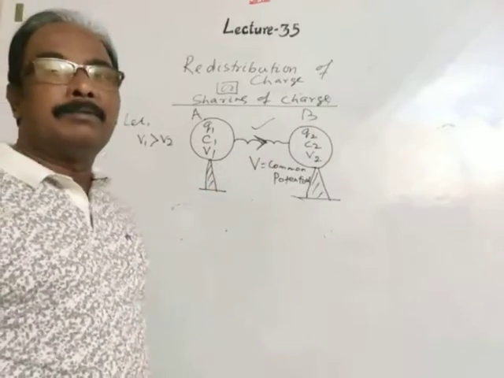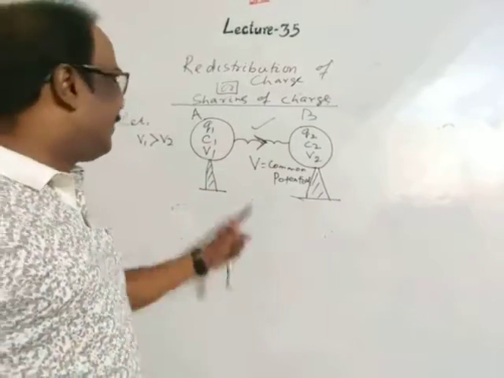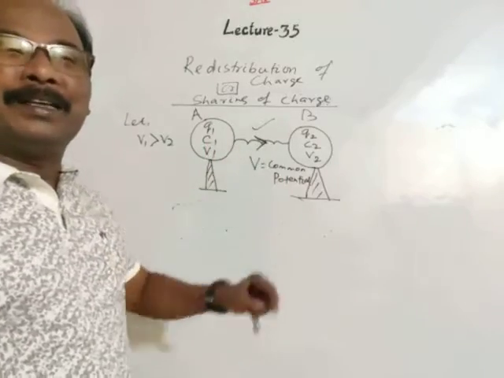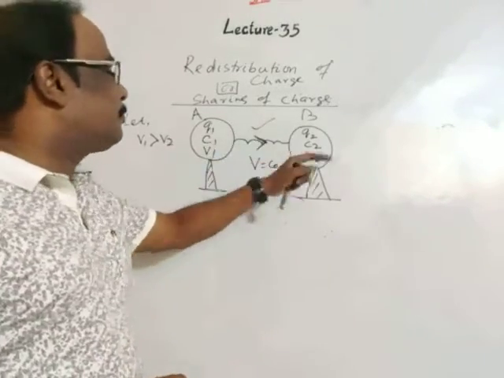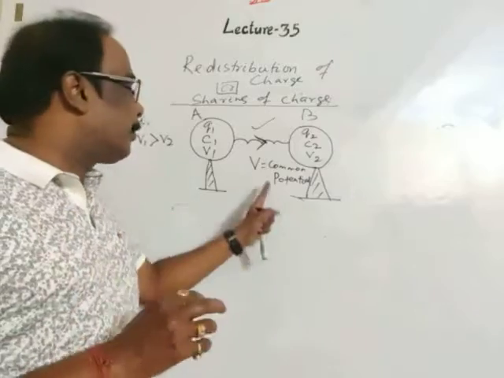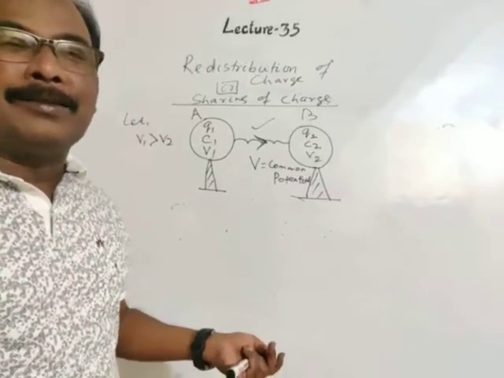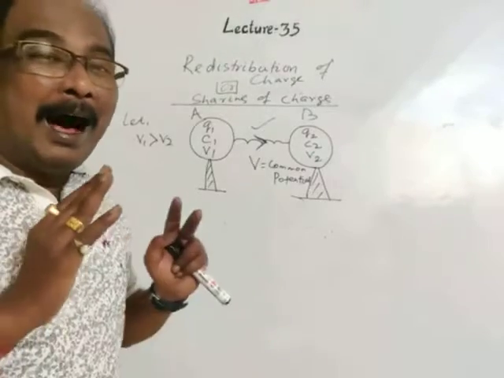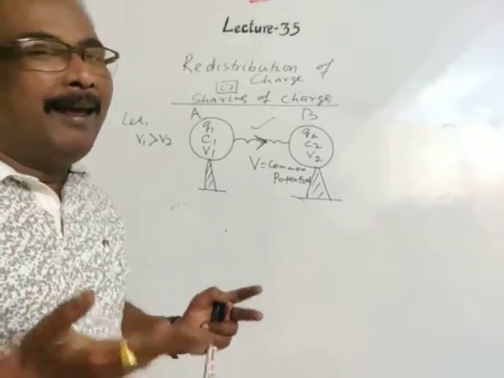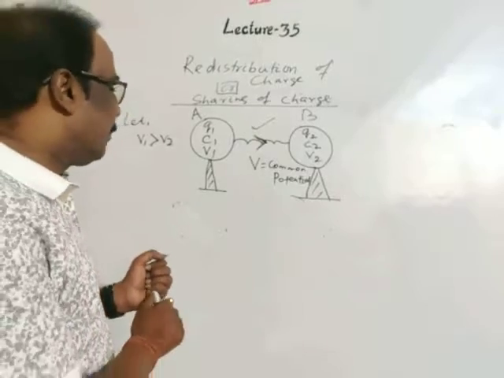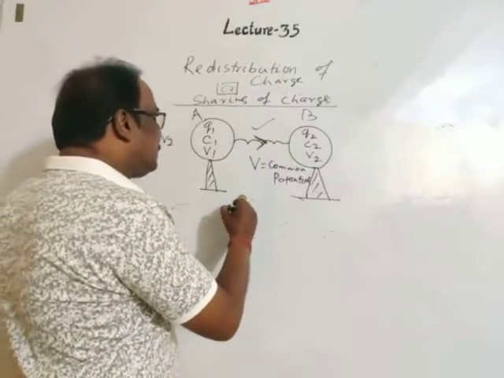Charge flows from body A to body B. Body A is at high potential, body B is at low potential. Charge flows from body A to body B till the potential becomes the same potential V. V is called the common potential. Then our aim is to find the expression for common potential. Okay. So V is the common potential.